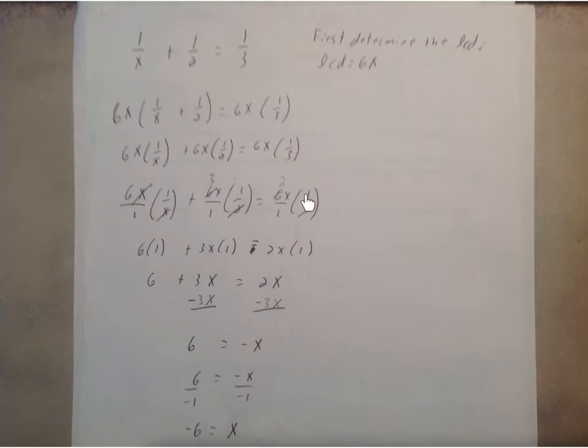Then you have 6x times 1/3. 3 goes into 6 2 times, so you have 2x times 1, or 2x. You want to subtract 3x from each side. And so you have 6 equals negative x.